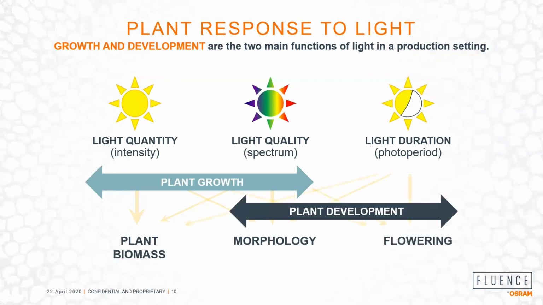The next two interactions are the light quality or spectrum combined with the light duration or photoperiod, so how many hours per day is actually producing this plant. And this drives plant development, right? So we talked about the morphology, how the plant is growing, but it's also responsible for the flowering phase, right? As well as the pollination phase if you're growing male plants.